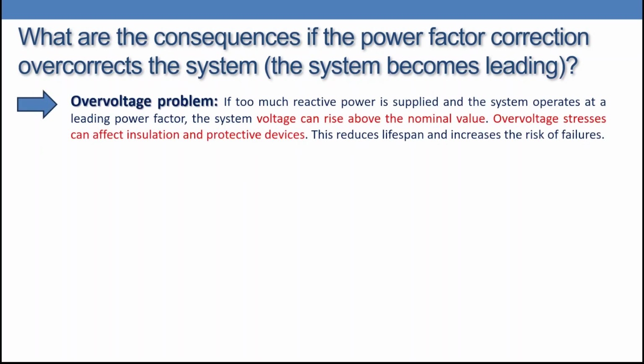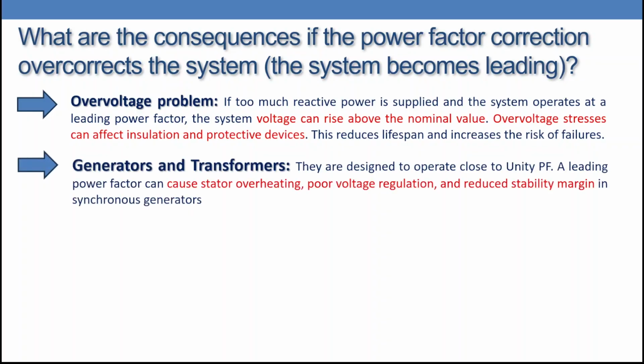Why? Number 1, overvoltage problem. If too much reactive power is supplied and the system operates at a leading power factor, the system voltage can rise above the nominal value. And in this case, we have overvoltage stresses, which affect insulation and protective devices. That one definitely reduces the lifespan and increases the risk of failures. So the main problem is the overvoltage problem. Number 2, generators and transformers are designed to work close to the unity power factor. So if we have a leading power factor, that one causes stator overheating, poor voltage regulation, and a big problem for the generators, and reduces the stability margin.